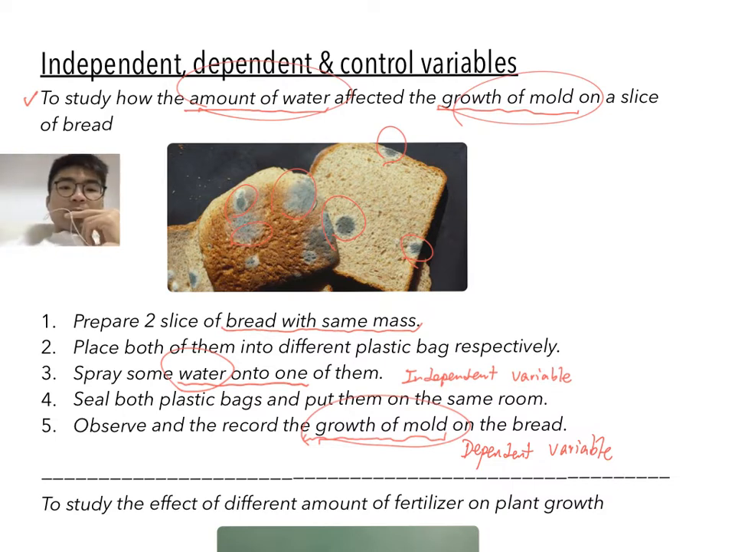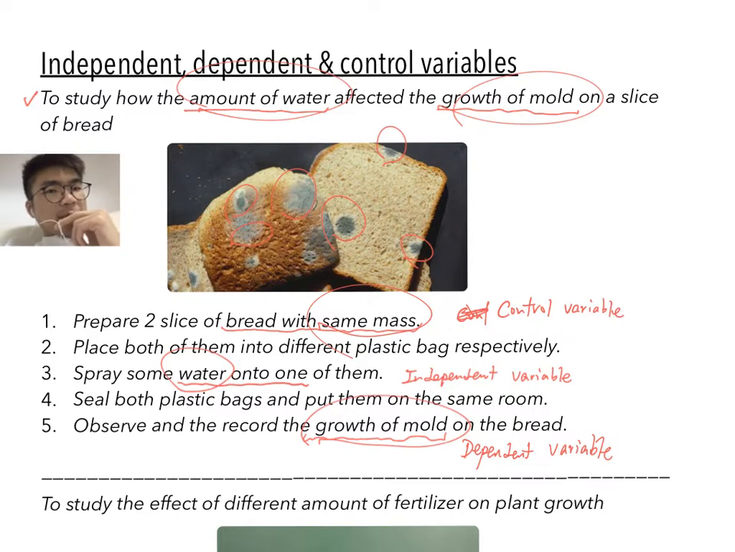Why do we have to make sure that they're the same mass? Because we want to make the experiment fair. A fair test is very important. If it's not fair, then the result is no longer valid, no longer useful. So this would be the control variable.